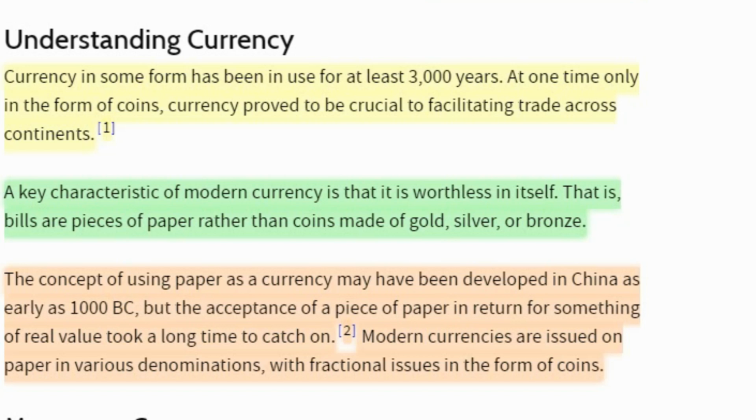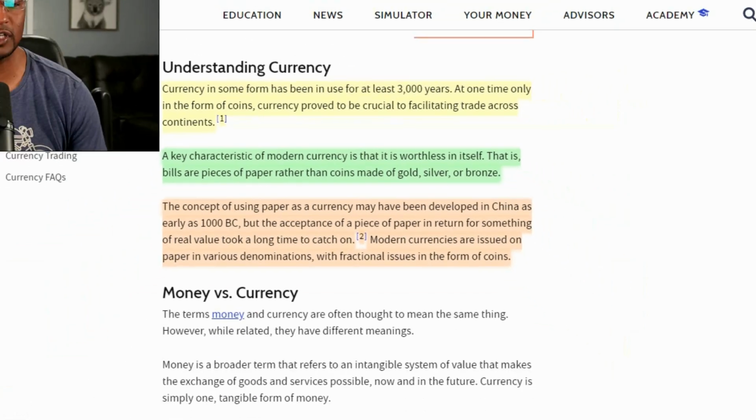Currency proved to be crucial to facilitating trade across continents. A key characteristic of modern currency is that it is worthless in itself, that its bills are pieces of paper rather than coins made of gold, silver, and bronze. The concept of using paper as a currency may have been developed in China as early as 1000 BC, but acceptance of pieces of paper in return for something of real value took a long time to catch on. Modern currencies are issued on paper in various denominations with fractional issues in the sum of coins.